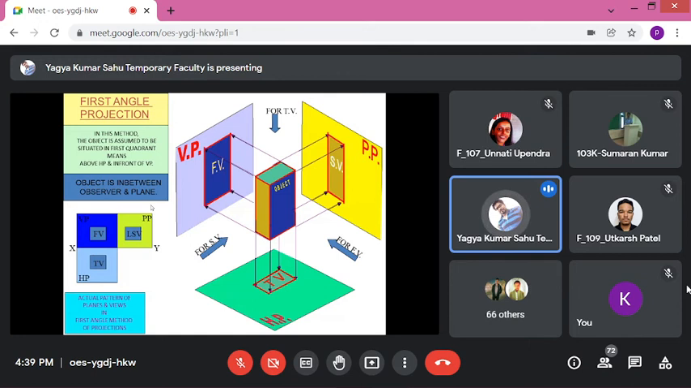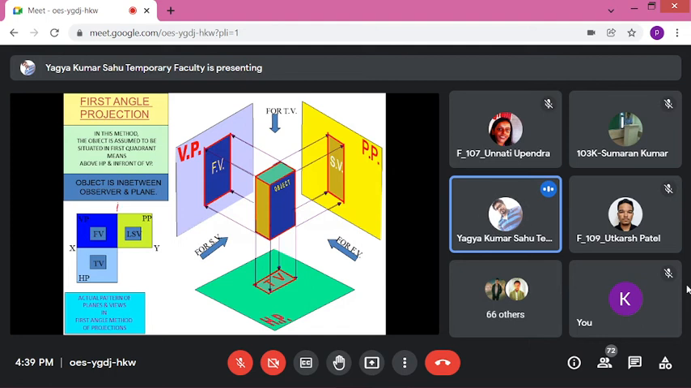Horizontal reference line is called a simple reference line. And that vertical reference line is also called profile reference line. Okay, so both have two names. The horizontal reference line XY is also called a simple reference line or sometimes horizontal reference line, and the vertical reference line is also called a profile reference line. So the horizontal reference line will be drawn here.